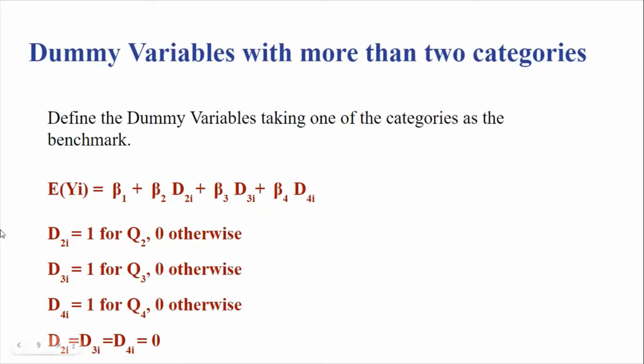In that case, we define the dummy variables by taking one of the categories as the benchmark. So let's take an example. We have a regression model with a dependent variable y. The expected value of yi would be beta 1 plus beta 2 d2i plus beta 3 d3i plus beta 4 d4i. You can see over here there are three dummy variables d2, d3 and d4. Three dummy variables are introduced in the model. Now have a look here.